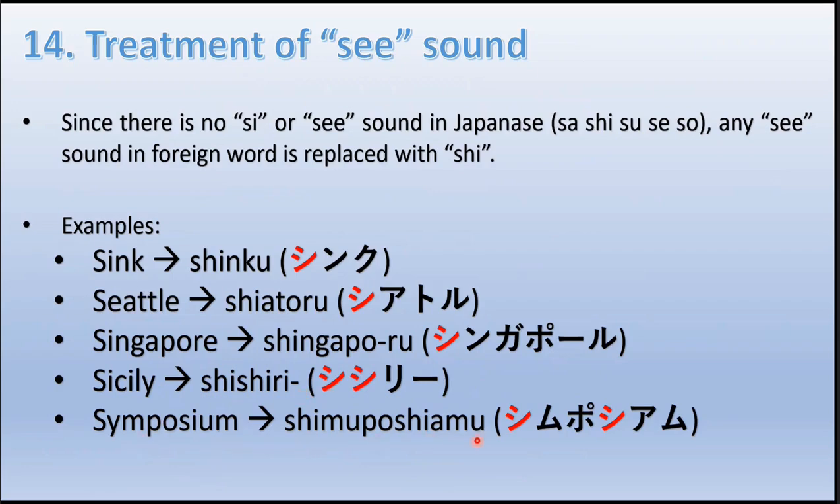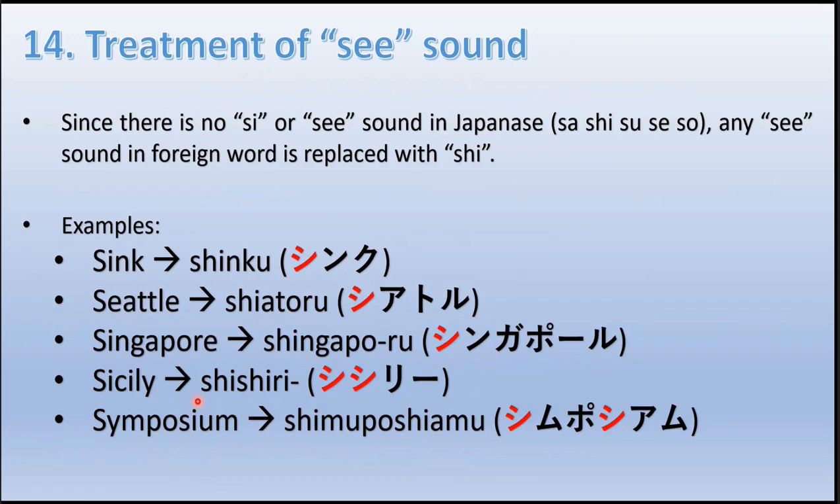Symposium becomes shimuposhiamu. Now in Singapore, one noticeable thing is that we had discussed that if there is a vowel and after that there is an R and it is not followed by a vowel, in that case we just replace the R with an extended vowel preceding it. But here, since we have an E after the R, Singapore becomes shingaporu. So we don't replace this R. It becomes ru because of the presence of this vowel.